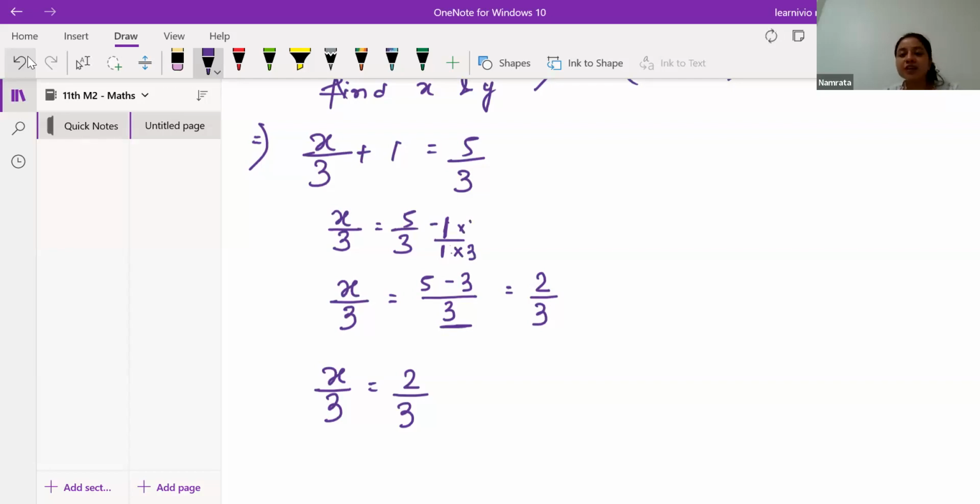How do you do fractional addition and subtraction? Like this only, right? Yes, ma'am. Multiply 5 in the numerator also.